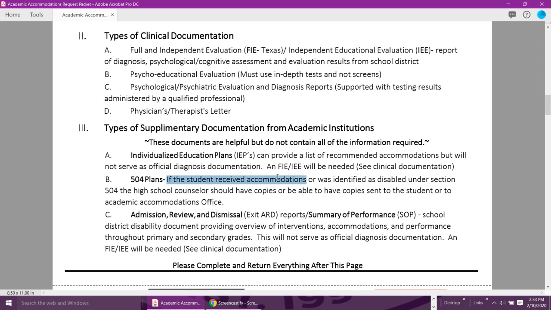Next, 504 plans. If the student received accommodations or was identified as disabled under Section 504, the high school counselor should have copies or be able to have copies sent to the student or to the Academic Accommodations Office.